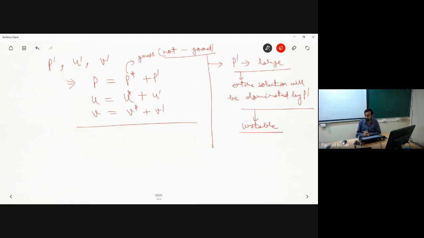So that's why, to decrease the effect of this initial correction p dash, we use some additional coefficient, and that additional coefficient is known as the under relaxation factor. This point is clear?